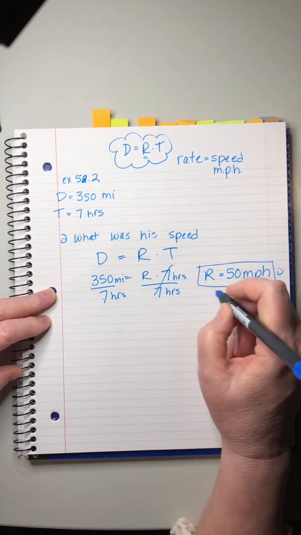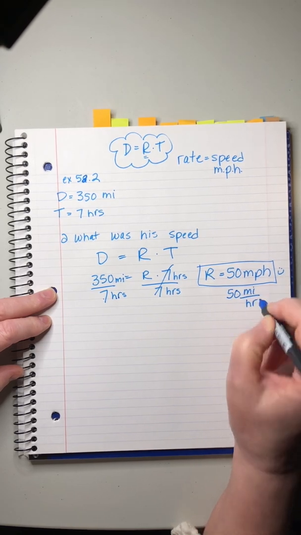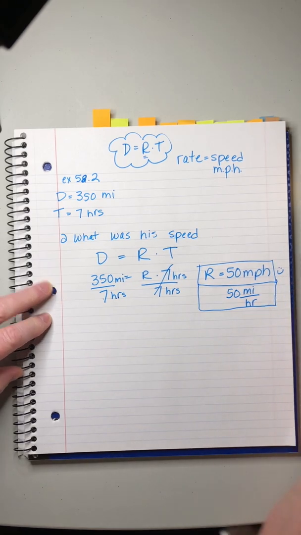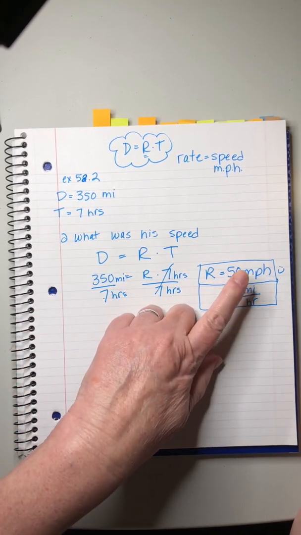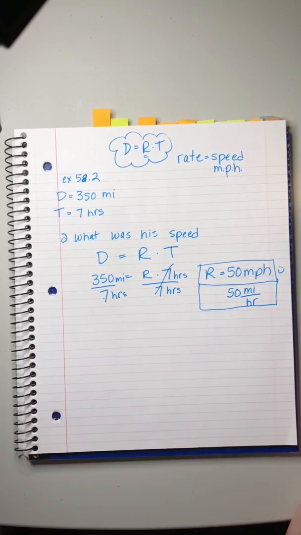You can write it this way. You can also write it as 50 miles per hour. This way is actually going to be better once we get settled in this. I'm writing it this way now because that looks a little more familiar to you, but we're going to want to get used to doing it this way.